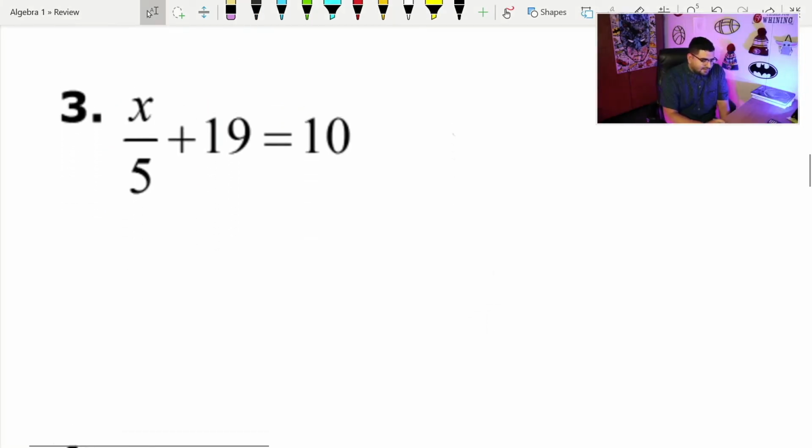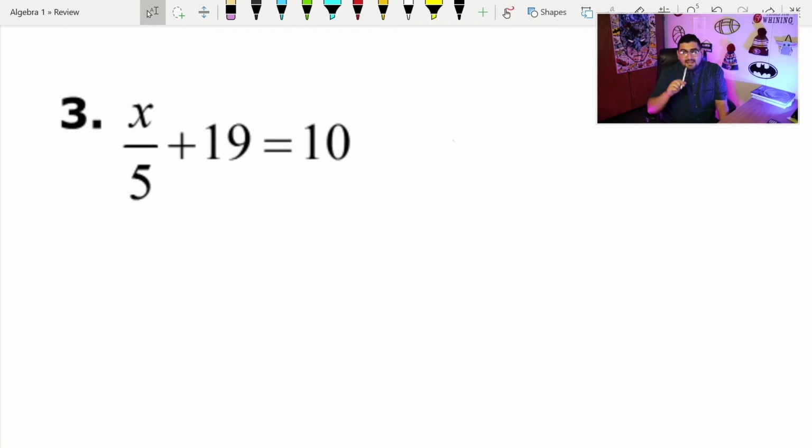This next problem, we mix it up a bit. Now we have x over 5 plus 19 equals 10. I always encourage people to read fractions as a division. So the way I would actually read this one is x divided by 5 plus 19. That helps remind me what's actually going on there. But once again, I just compare. This 5 is right next to the x. This 19 is a bit further away, so I'm going to remove that one first.